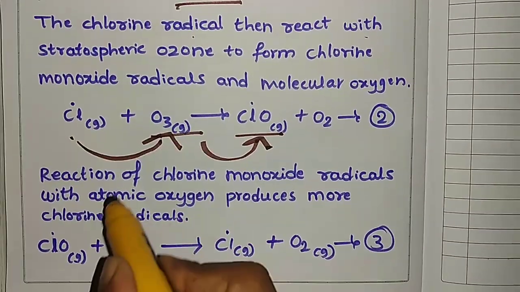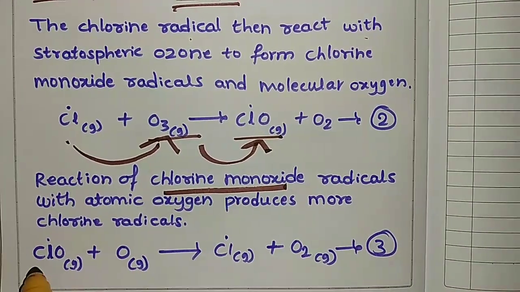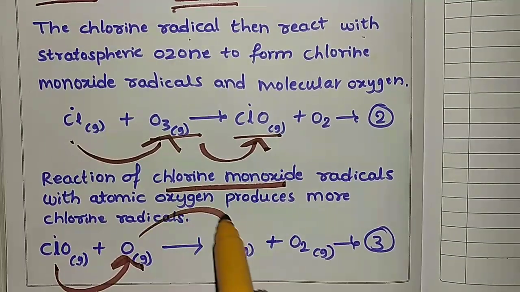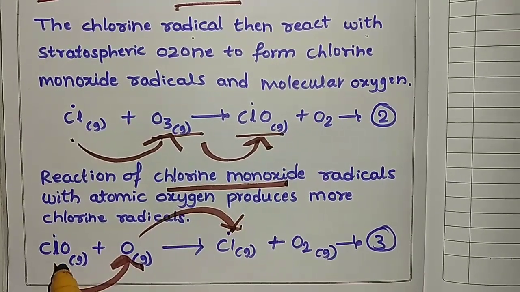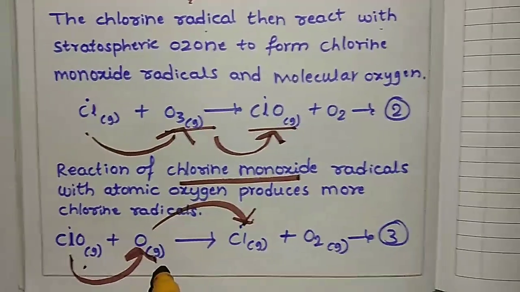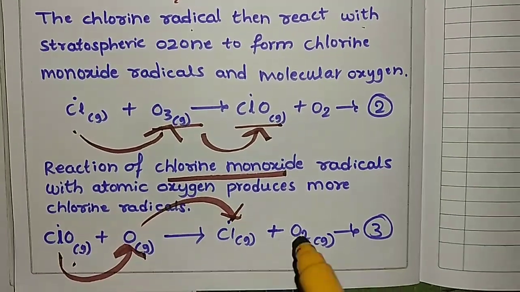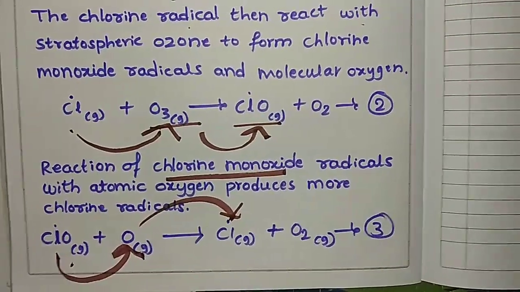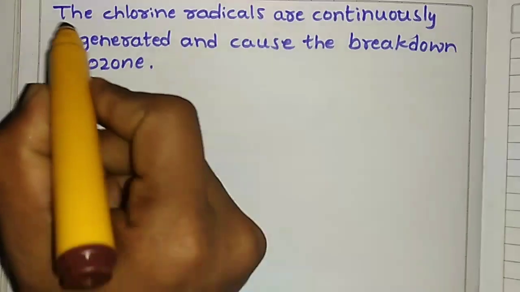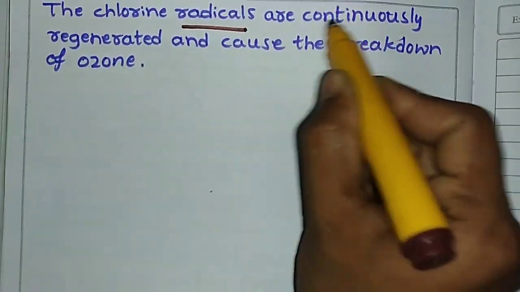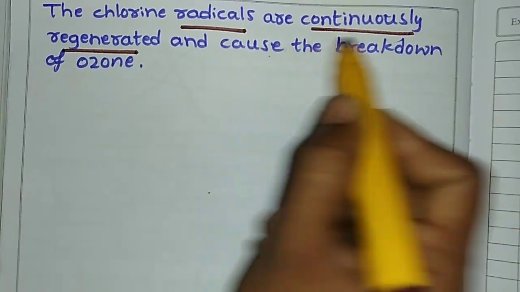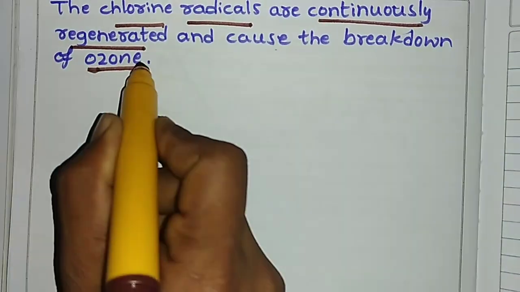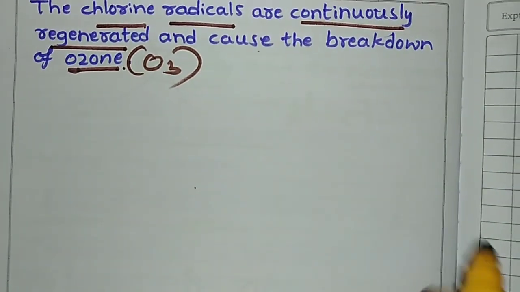Then the reaction of chlorine monoxide radicals with atomic oxygen produces more chlorine radicals. This is reaction number 3. The chlorine radicals are continuously regenerated and cause the breakdown of ozone. Chlorine radicals are the main reason for the breakdown of ozone, that is O3.